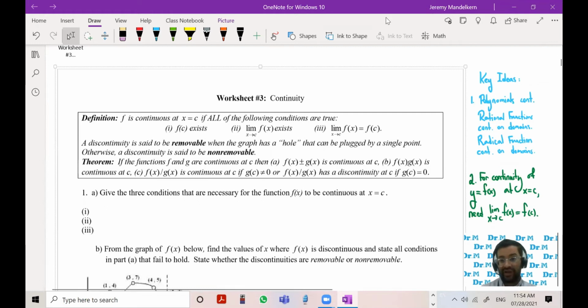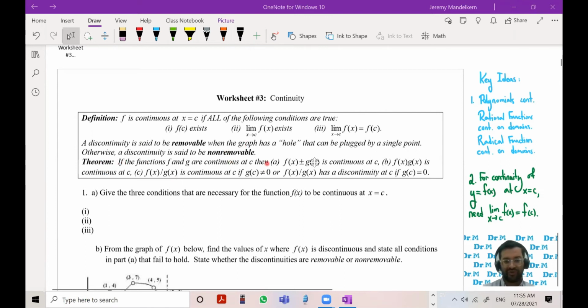We have that polynomial functions are continuous everywhere. Rational functions and radical functions will be continuous on their domains. Also, we're given a definition of continuity at a single x value c. Namely, for continuity at x equals c, we need the limit of the function at c to be the function value.